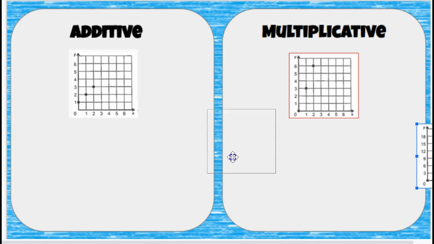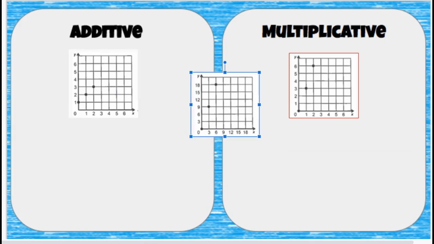Okay, let's try one more of these. So let's write out the points. My first one is 0, 0. The next one is over first, 3, and then up 9. So 3, 9. And the next one is 6 and up to 18. So 6, 18. Okay, so now I want to know, let's make it a table.